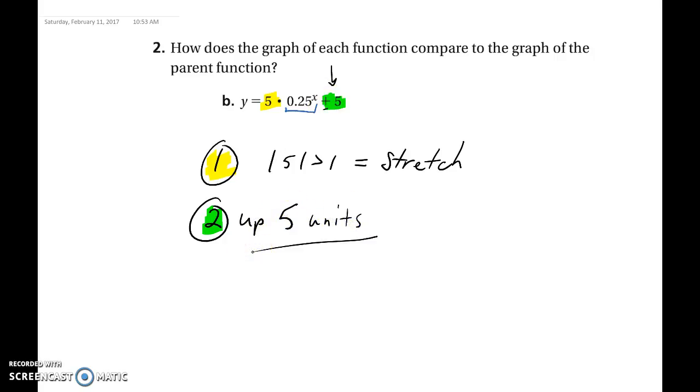All right, and that's it for this video, just being able to identify transformations and translations that are happening, something that we've already done before with different functions and equations.